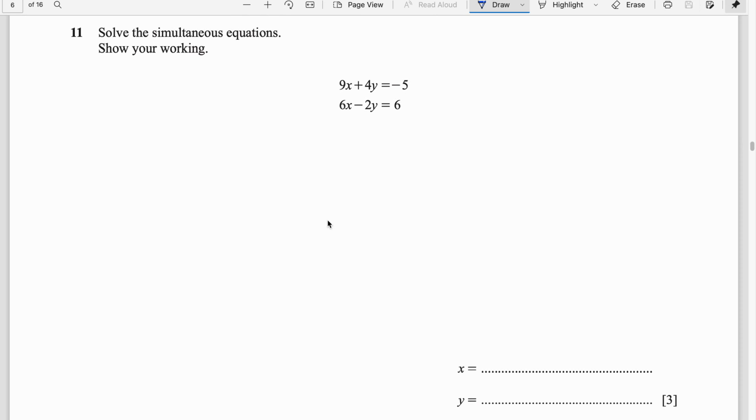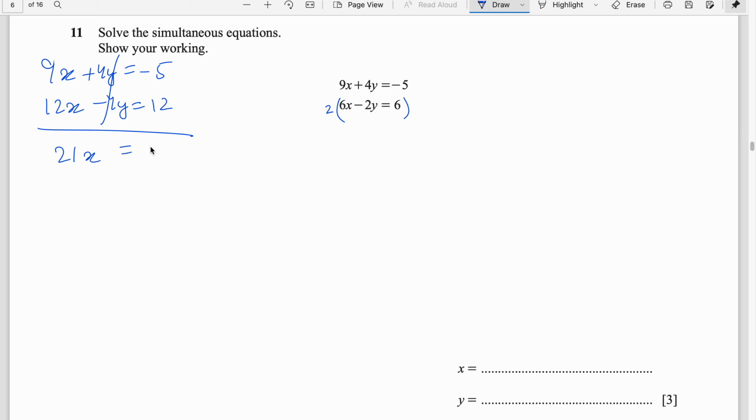Question number 11, simultaneous equations. So I'm just going for a multiplication of 2 in the second equation to make y the same. So 9x plus 4y equals minus 5. 2 times 6x is 12x minus 4y equals 12. Add these: 9 and 12 is 21x. Get rid of this. And 7. So x equals 7 by 21, x equals 1 by 3.